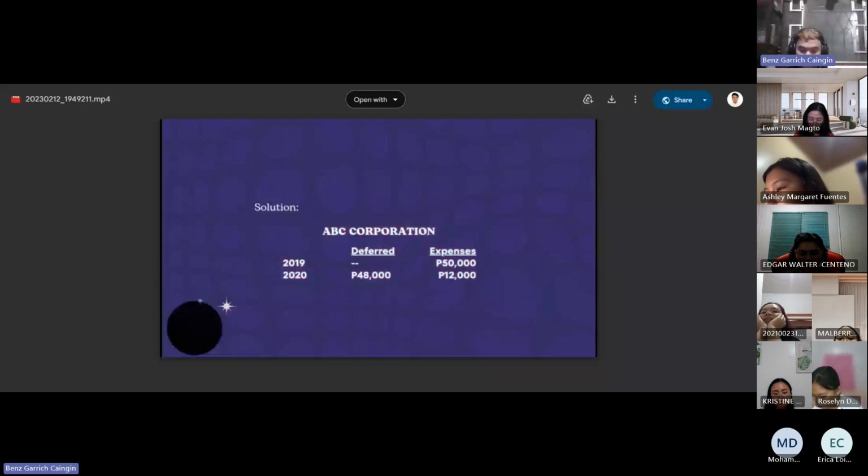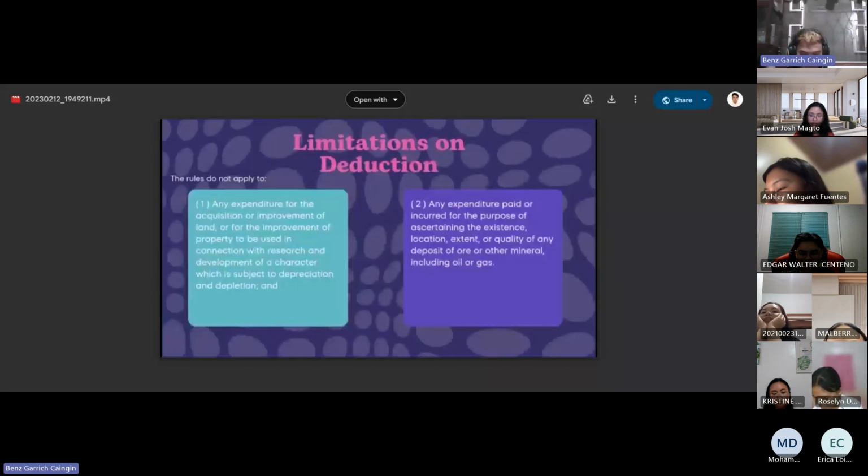So of course, there are limitations on deduction. The rules do not apply to: 1. Any expenditure for the acquisition or improvement of land, or for the improvement of property to be used in connection with research and development of a character which is subject to depreciation and depletion. And 2. Any expenditure paid or incurred for the purpose of ascertaining the existence, location, extent, or quality of any deposit of ore or other mineral, including oil or gas.